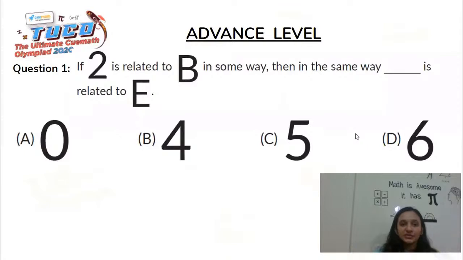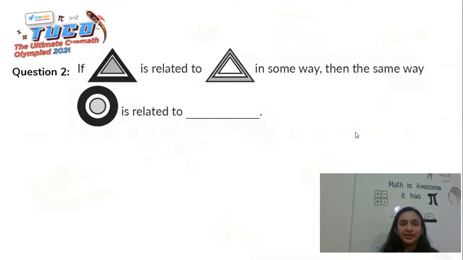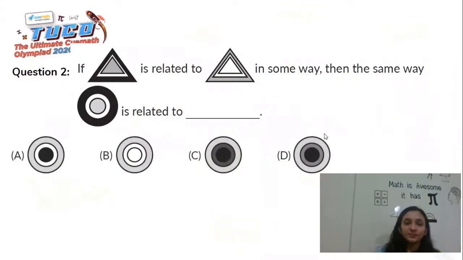Moving on to our next question, we have, if this triangular figure is related to another triangular figure, the only difference, if you would see, is the type of shading. This is heavily shaded, darkly shaded, and this is not so darkly shaded. Then the same way, this darkly shaded circular figure is related to which one? So let's have the options in place.